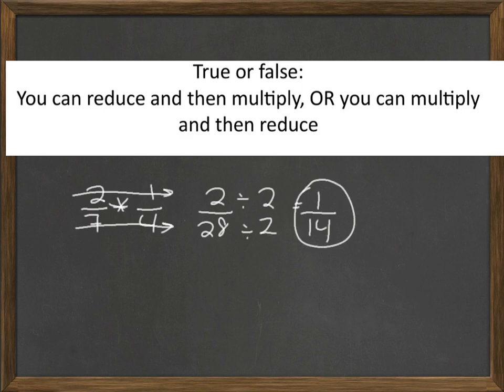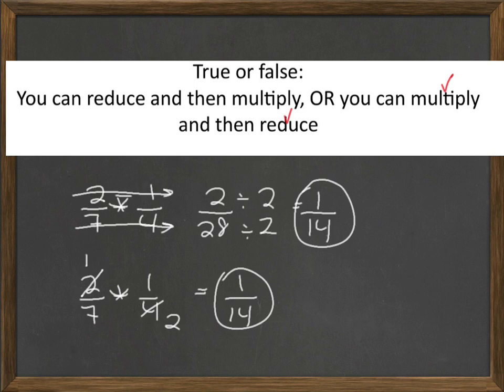So this is an example of multiplying first. We know that we can multiply first and then reduce, because we just did that. But what if I wanted to reduce first? Can we do that? Well, absolutely. 2 goes into 2 once, 2 goes into 4 twice. Now I have 1 times 1 is 1, 7 times 2 is 14. In that second method, I decided to reduce first and then multiply. So this question is absolutely true. You can multiply across and then reduce. You can also reduce first and then multiply.